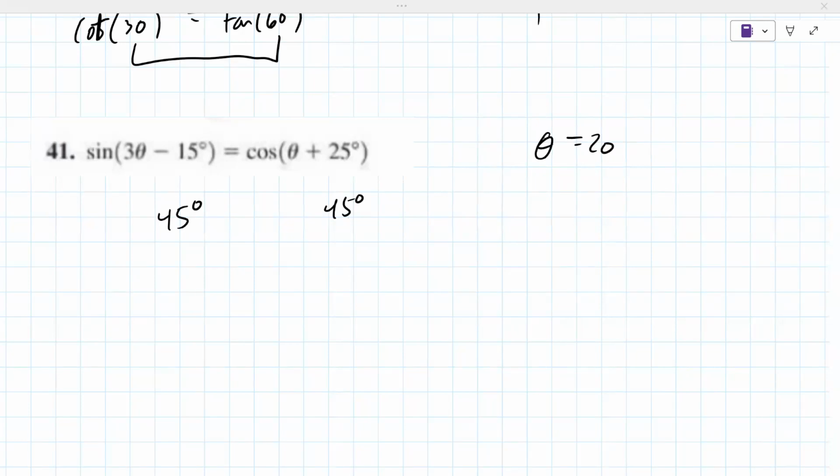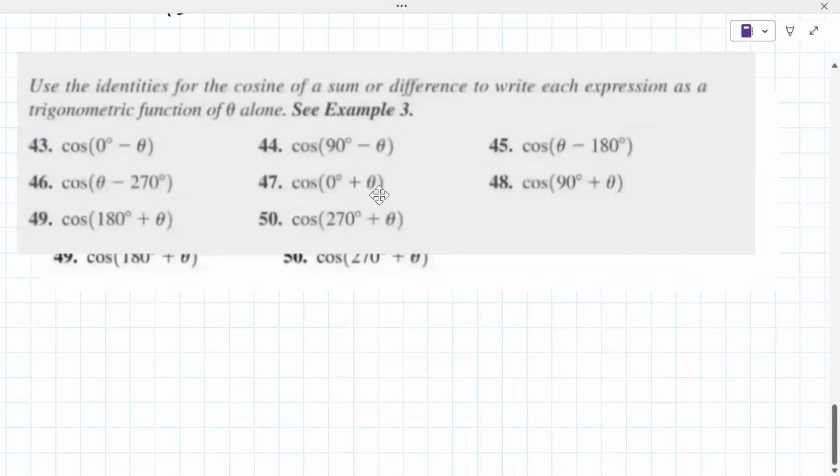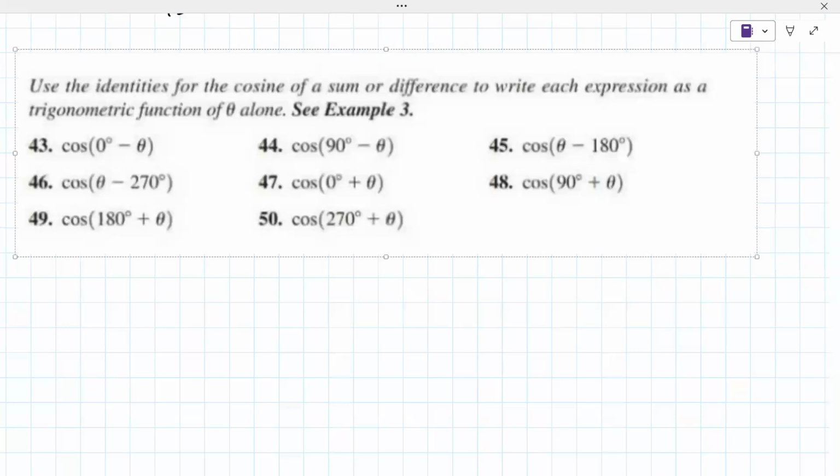The next grouping of questions are your starter sum and difference formula questions. So we'll pick a couple of these. You do have to know the sum and difference formulas. There are 3 of them. I can send you that reference sheet again if you need.